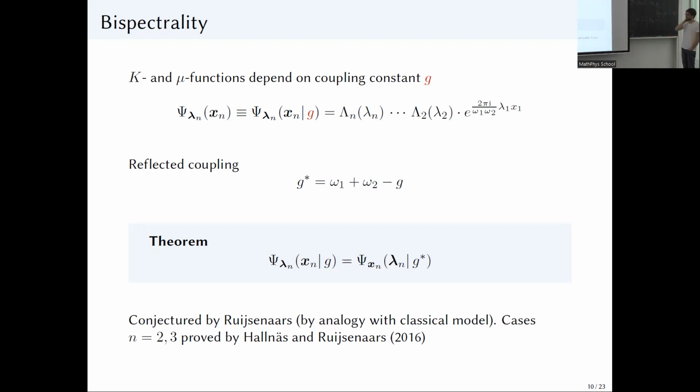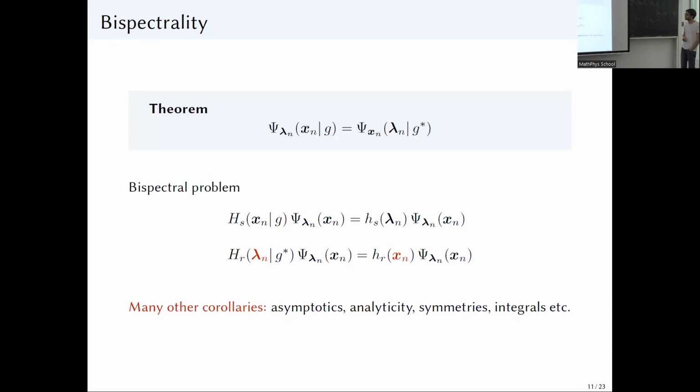We call it bispectral symmetry for the reason I will explain now. So again, this is the symmetry, and a simple corollary of the symmetry is as follows. You recall, by construction, this is just a function of the Hamiltonians, which are some operators acting on the coordinates. And just by this symmetry, we have the same type of operators with which we can act on this function and which act on the lambda variables, and which depend on the G star coupling constant, the reflected coupling. And with these operators, we have the eigenvalues which depend on the coordinates.